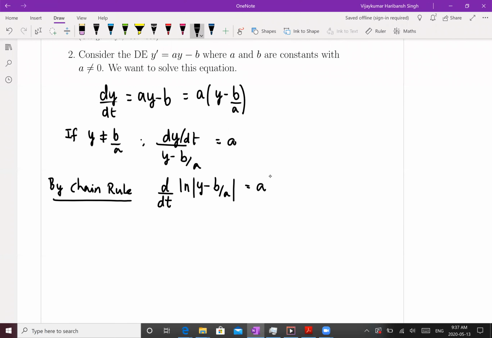So if you look at this expression using integrating on both sides or looking at the antiderivative, you can see that this is going to be ln of absolute value of y minus b by a equals at plus a constant c, right? So whenever you're integrating, the constant c should come into the picture, right? This is very important, right? You cannot leave this out. Okay, so c is the constant of integration.